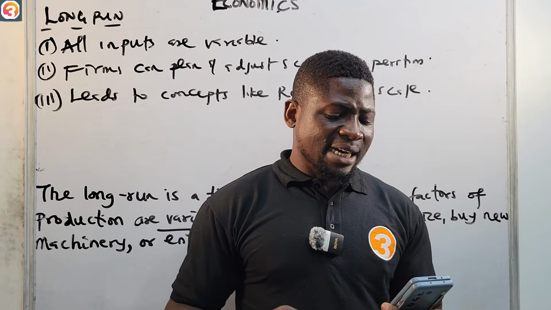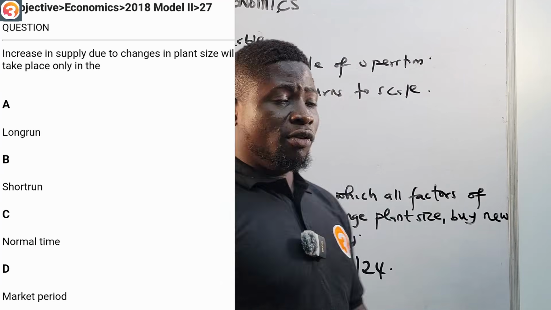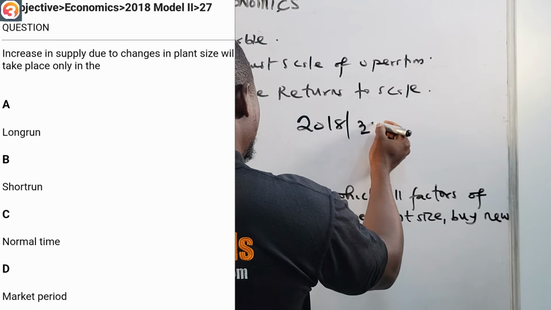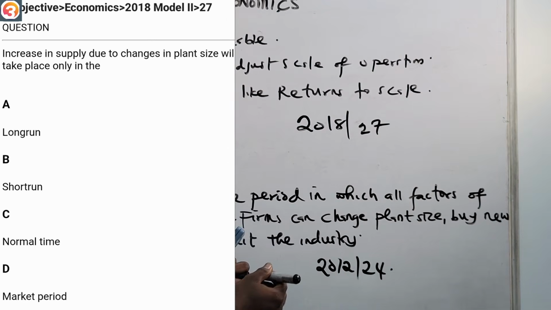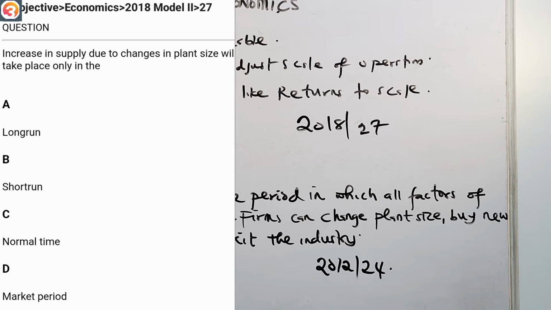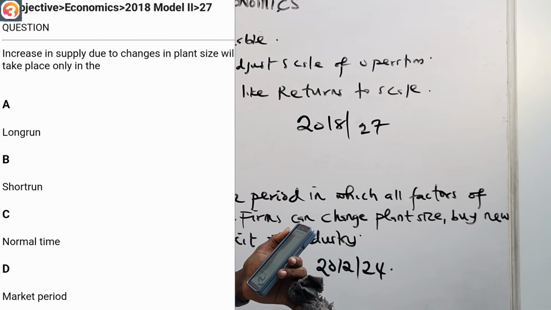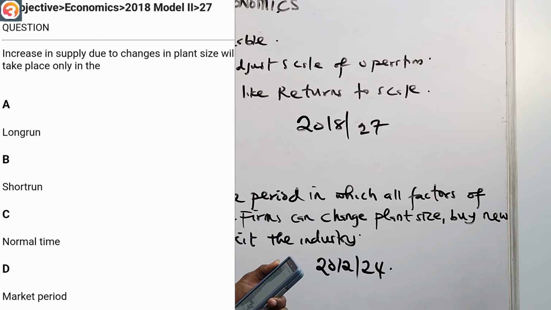This is 2018 number 27, from using the question search feature from the app. We searched for short run and long run, or production function, or theory of production, and we see questions. They say here that an increase in supply due to changes in plant size will take place only if the plant size or machine size changes. Will it be short run, long run, normal time or market period? You know the correct answer. Put it in the comment section.